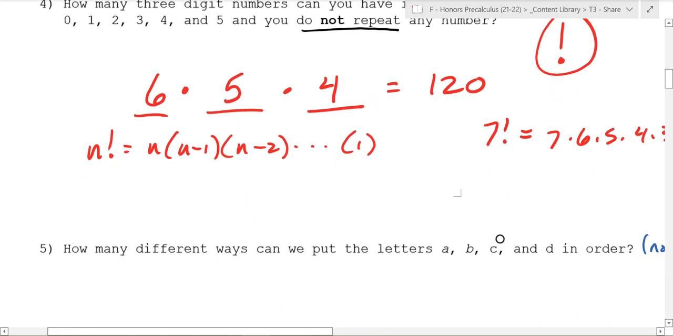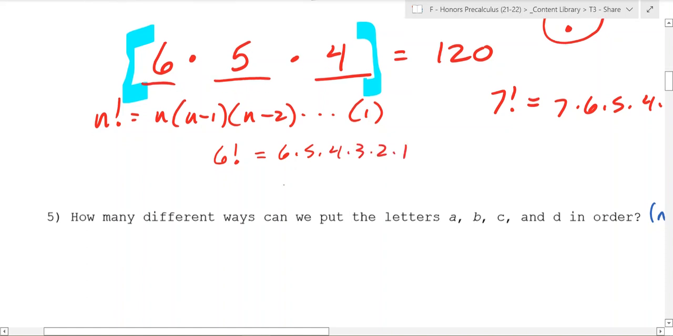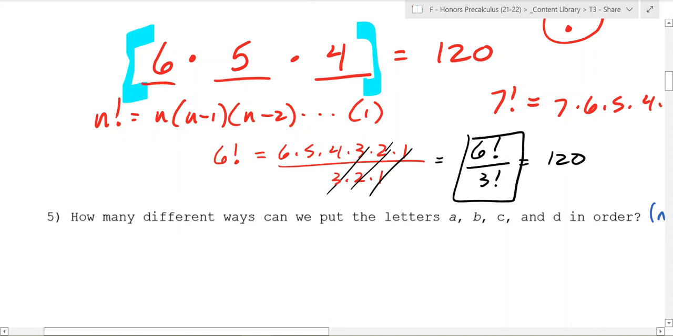So how do we write 120 in factorial notation? Well, it's going to be 6 factorial on top. That's 6 times 5 times 4 times 3 times 2 times 1. But we don't have anything past 4. So what we're going to do is divide it by 3 times 2 times 1. Because if you did that, you would cancel these out right here. What does that mean? It's 6 factorial over 3 factorial, which is 120. This would be the factorial notation for 120.